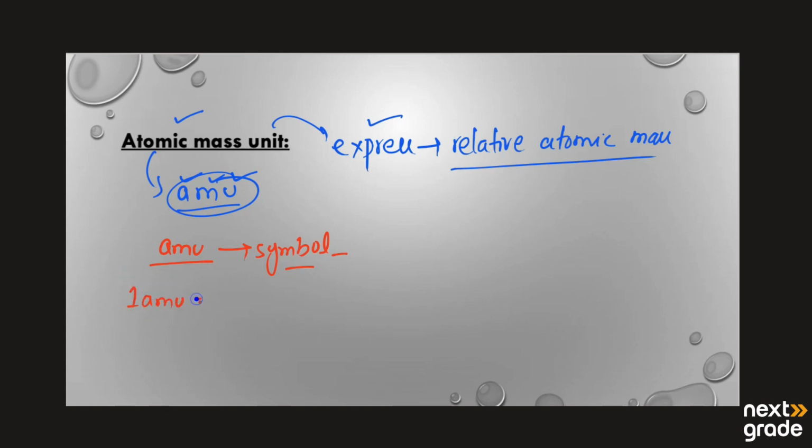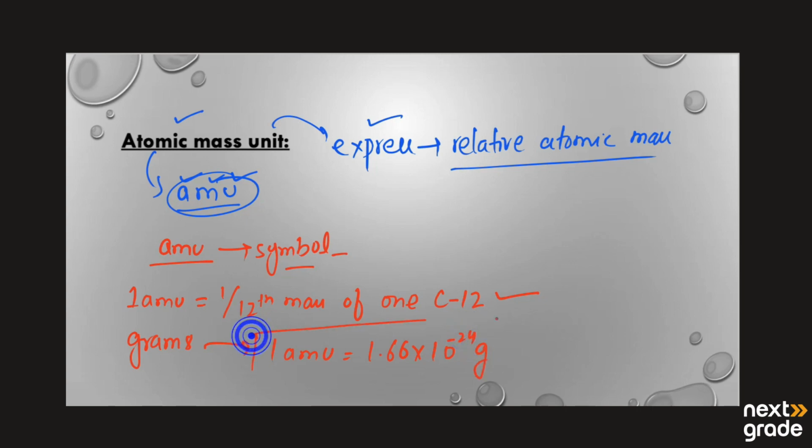One AMU is equal to 1/12 of the mass of one carbon 12 atom. It can also be expressed in grams. In grams, 1 AMU is equal to 1.66 into 10 raised to power minus 24 grams. So 1 AMU is equal to 1.66 into 10 raised to power minus 24 grams.